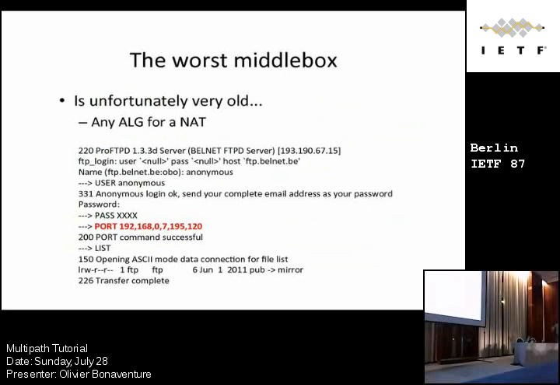When you do an application level gateway for FTP on a NAT, you have to update the IP address and port numbers that are indicated in the PORT command. And when you update the IP address and the port numbers, these are encoded in ASCII, and you have to increase or decrease the length of the payload, and you modify the content of the payload. And this is the worst middle box that we have to deal with.